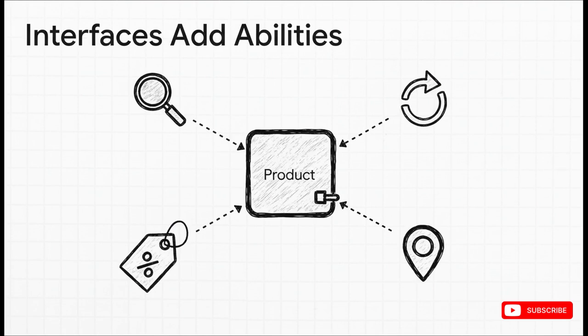So here's the crucial mental shift you need to make. Interfaces define what something can do, not what it is. Think about products in an online store. A t-shirt isn't a type of searchable thing, it has the ability to be searchable. It can also be returnable, discountable, or trackable. These are like little superpowers you can mix and match.